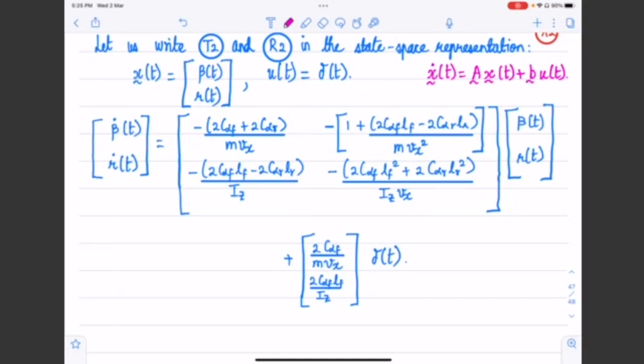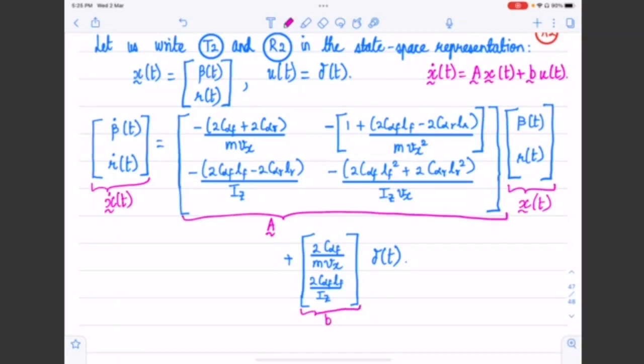So consequently, we have rewritten in terms of the state space representation. So this is our derivative of the state vector, x dot. This is the state vector x. This is the state matrix A. Sorry, not input matrix, state matrix A. This is the input vector B. And in the system, the steering angle is the input u of t. Okay, so we can immediately see that we have represented the governing equations in the standard state space form.